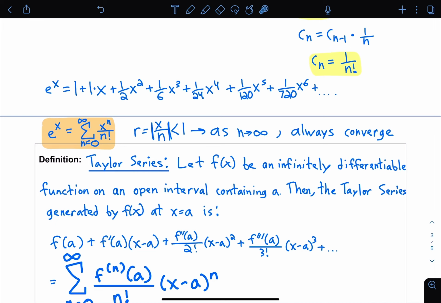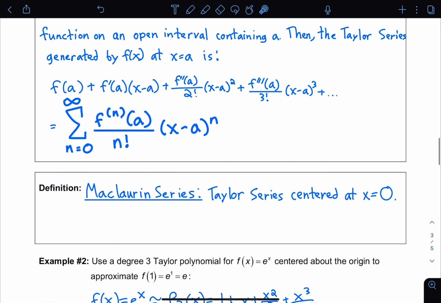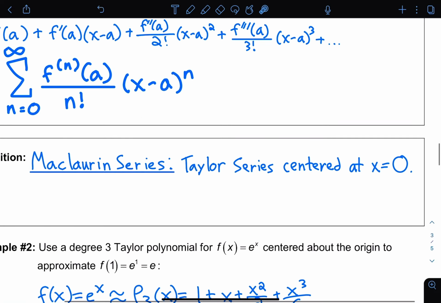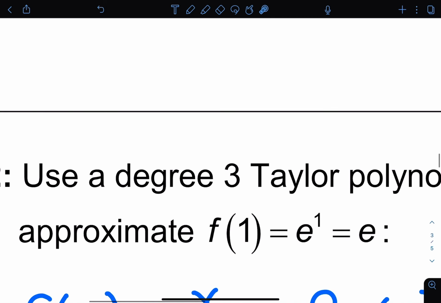So let's go ahead and use our answer here for e to the x, our Taylor series or Maclaurin series for e to the x. Let's try to use it for an approximation. Example 2. Use a degree 3 Taylor polynomial for e to the x centered at the origin to approximate what f of 1 is. Now, f of 1 is just e to the first. We know that's just e, right? So we know the decimal is 2.7182818, blah, blah, blah.